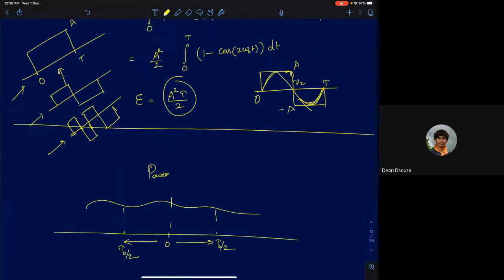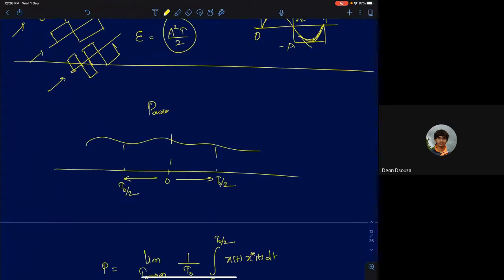Next, we'll talk about power. So power is defined for those signals which are everlasting, for which energy doesn't converge. This is also another important characteristic by which we can characterize a signal. So how do we compute power?